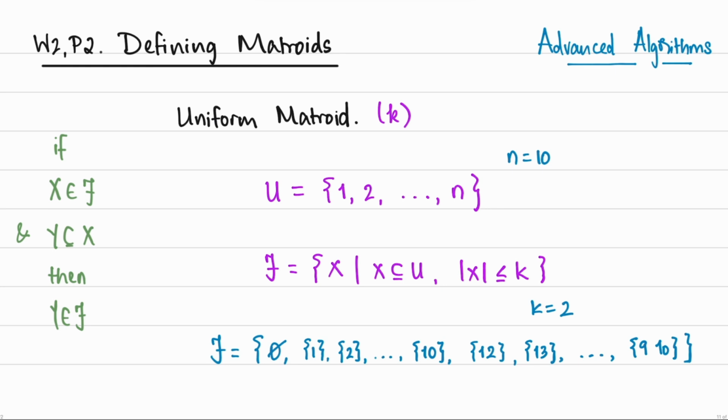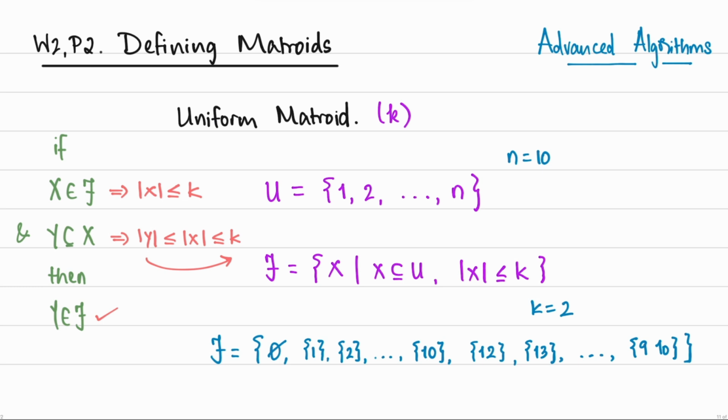Now notice that if x is in F, because of the definition that we have here, we know that the size of x must be at most k. And now because y is a subset of x, of course if y is the same as x, there's nothing to prove, but if y is a strict subset, then it cannot have more elements than x does. So in particular, the size of y is going to be at most the size of x, or if it's different from x, it's going to be strictly less actually. And therefore y is also going to be at most k, and therefore y does belong to the family, right? So heredity is also satisfied.